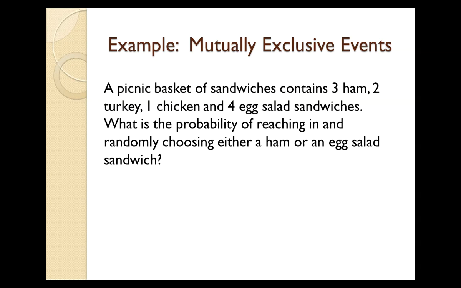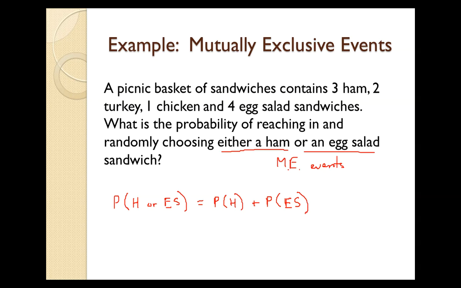Well, these are mutually exclusive events, right? I can't draw a sandwich that's a ham sandwich and an egg salad sandwich at the same time. So I can write it this way. The probability of getting a ham sandwich or egg salad: if they can't both happen at the same time, I could just find the probability of getting a ham sandwich, find the probability of getting an egg salad sandwich, and add them together.